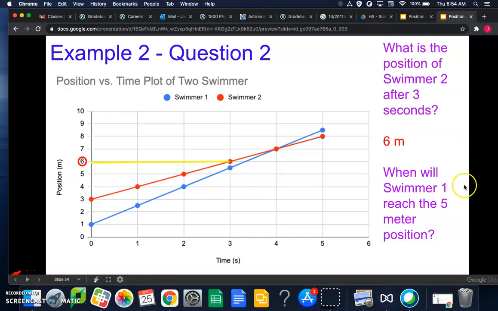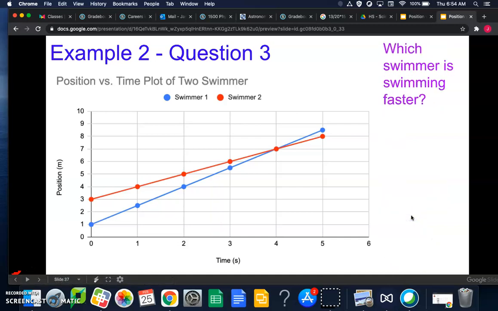When will swimmer 1 reach the 5-meter position? So I'm going to go from 5, follow it over to here, and then down here. And again, it looks like it's in between 2 and 3, maybe closer to 3 than it is to 2. I estimated this one to be at about 2.7 seconds, roughly.